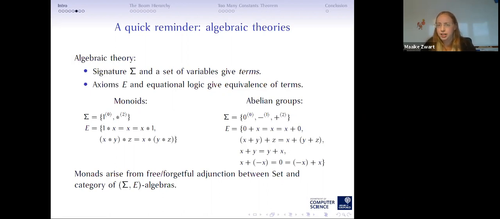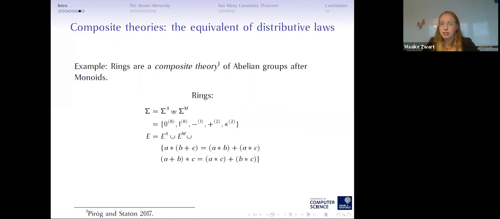So now that we have an algebraic version of monads, I need an algebraic version of a distributive law to be able to prove something about distributive laws. And this is given by the notion of a composite theory. Instead of composing monads, I'm now composing algebraic theories. And the actual definition of a composite theory is quite complicated, quite involved, quite technical.